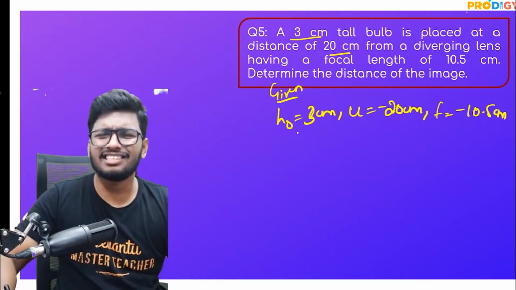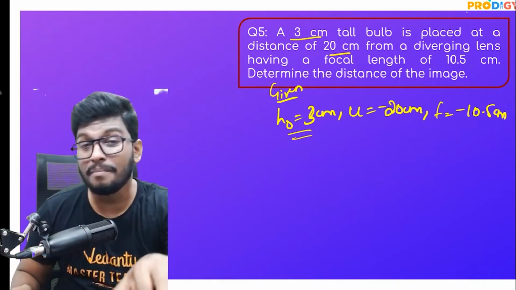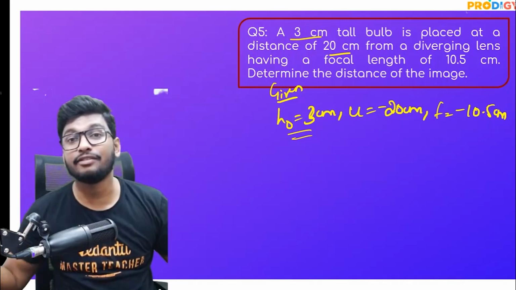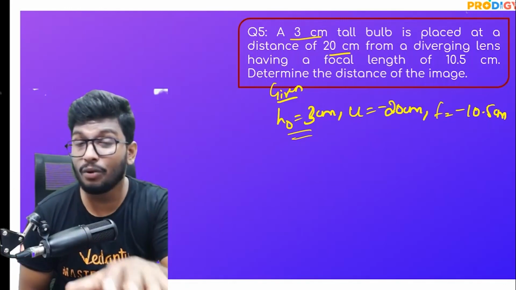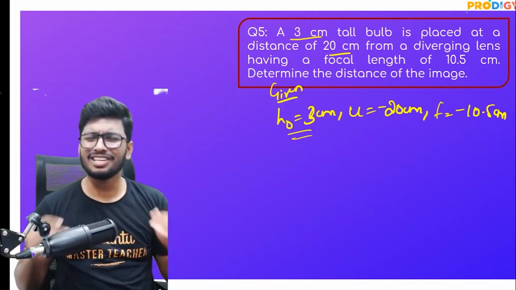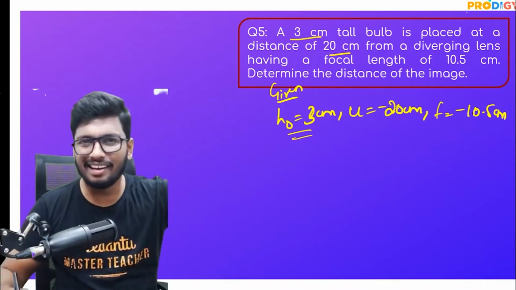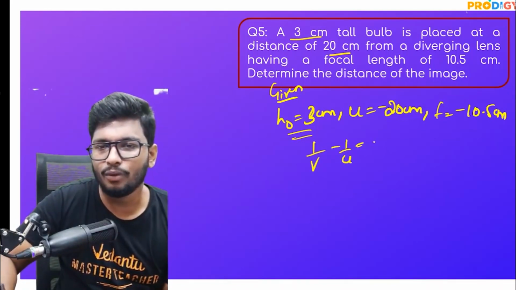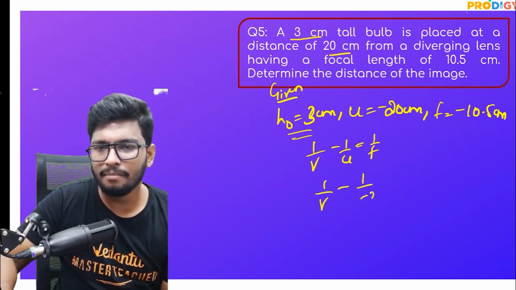Once again, guys, this is just a distraction. Trust me, you're not going to use it. If in case they asked you for the magnification, then yes, you might have to, or let's say they asked you what is the height of the image and to find out the magnification. In that case, you probably would have needed this. But in this situation, it is just a red herring. It's nothing but a distraction. So kindly ignore that and go ahead with the formula. So 1 by v minus 1 by u is equal to 1 by f. 1 by v minus 1 by minus 20 is equal to 1 by minus 10.5.